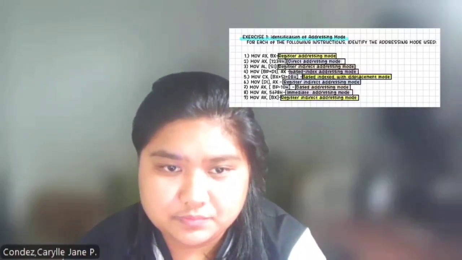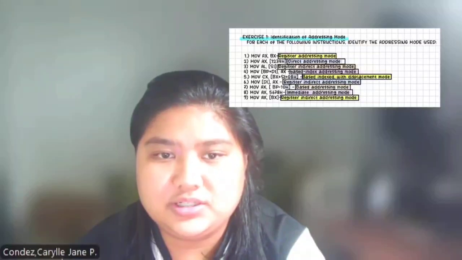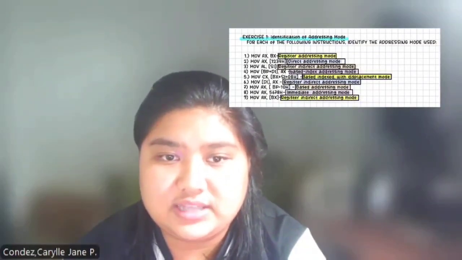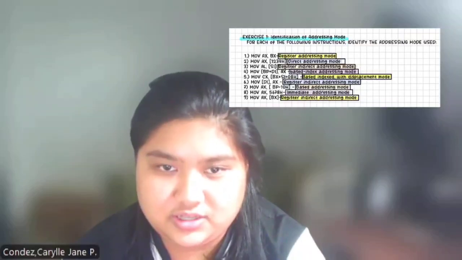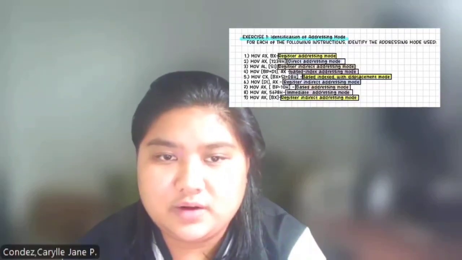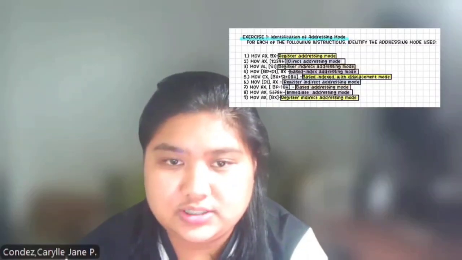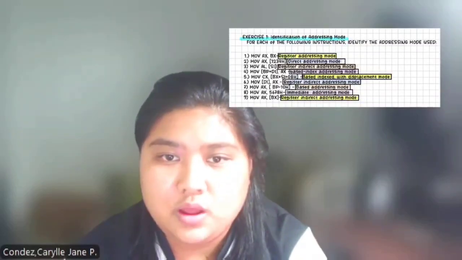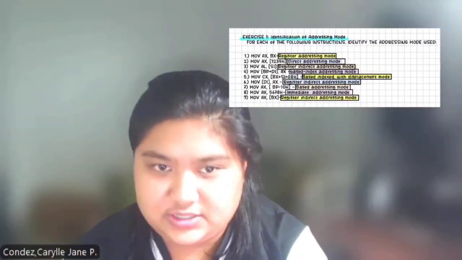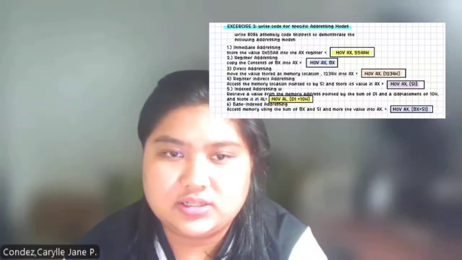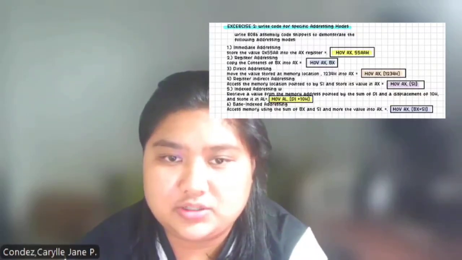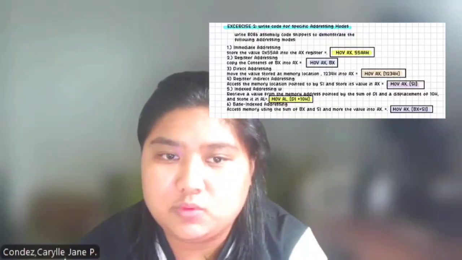For number eight, this uses immediate addressing mode. The actual value, 5678H, is given in the instruction. So for number nine, this is a register indirect addressing using BX to point to a memory address. So for exercise number two, here I was asked to write sample instructions showing each addressing mode.